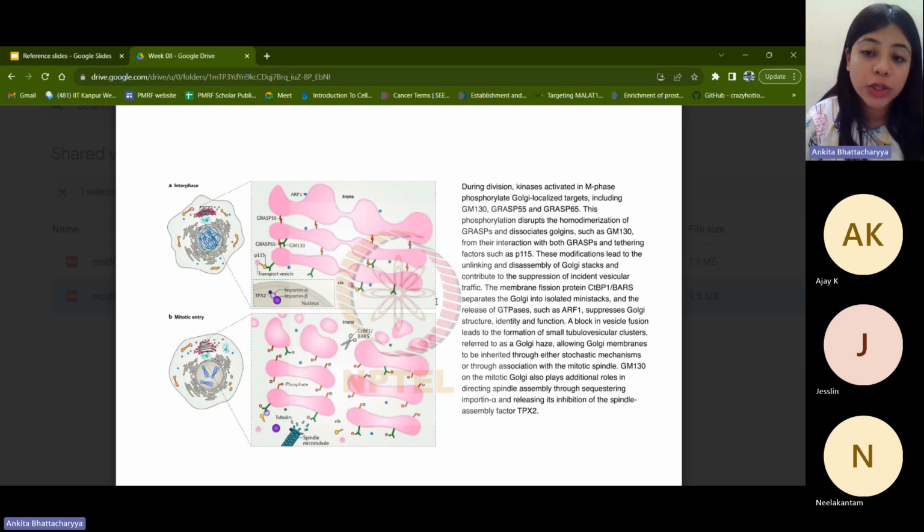It separates the Golgi into isolated mini stacks, and the release of GTPases like ARF1 suppresses Golgi structure, identity, and function. There is a block in vesicle fusion, which leads to the formation of small tubular vesicular clusters referred to as Golgi haze, allowing Golgi membranes to be inherited through either stochastic mechanisms or by associating with the mitotic spindle.